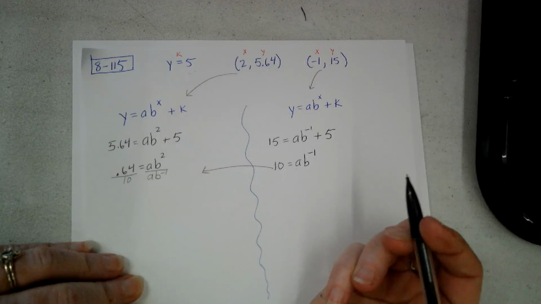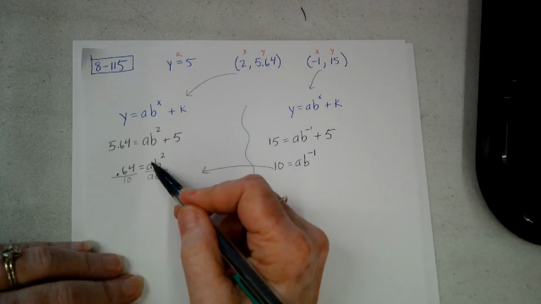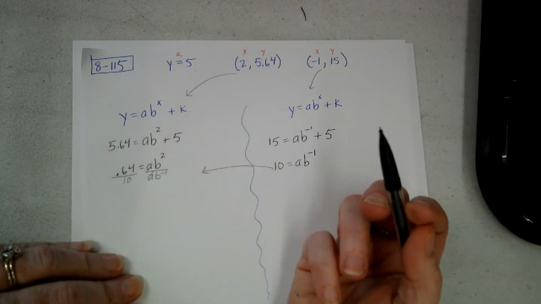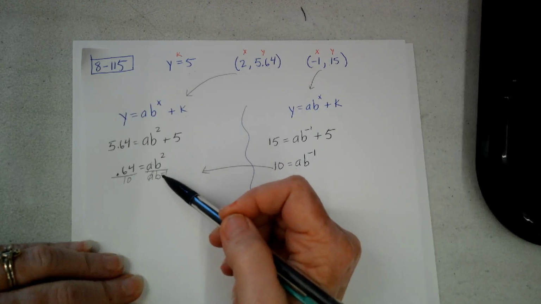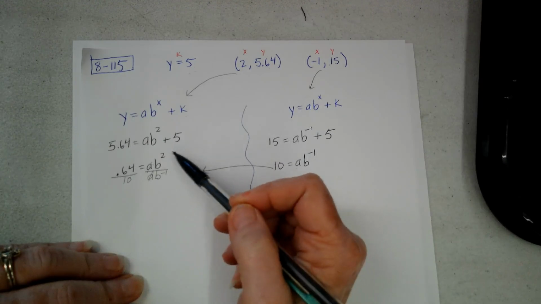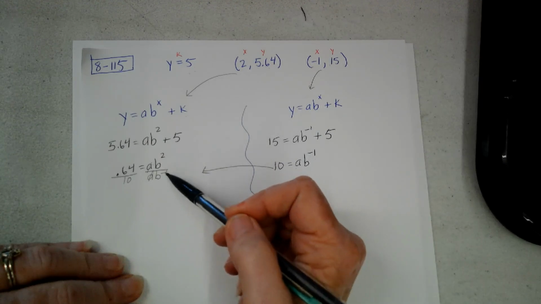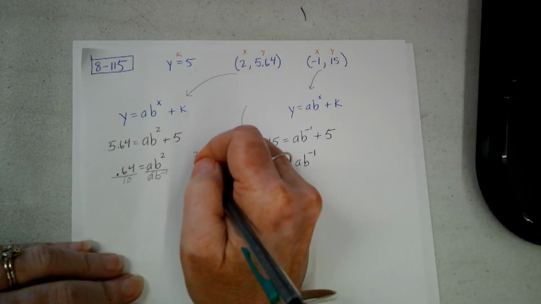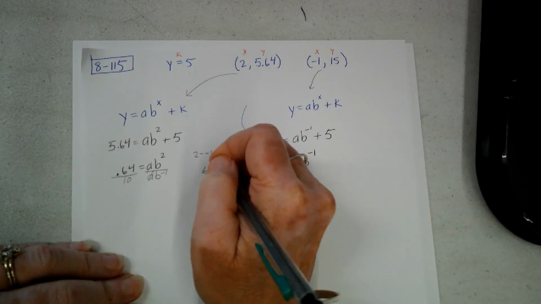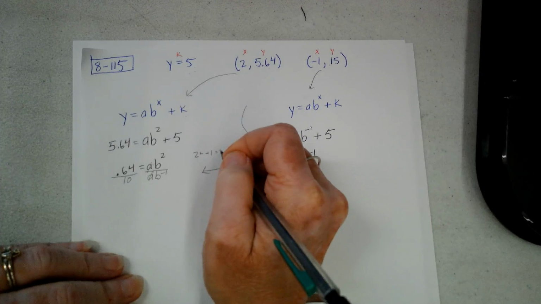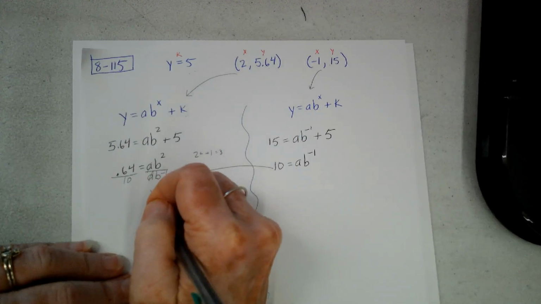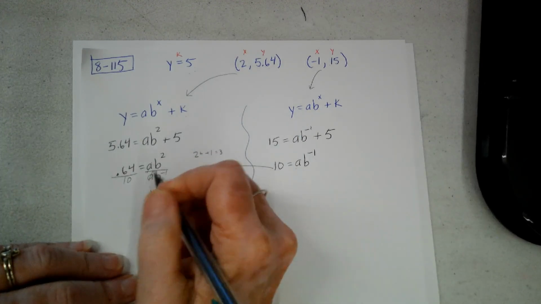Okay, so why am I doing this? Because now I can cancel out my a's. A divided by a is 1. b squared over b to the negative 1. I don't know if you remember this, but you subtract these exponents. So I'm going 2 minus negative 1. That's a 3. So this is going to be b cubed right here.